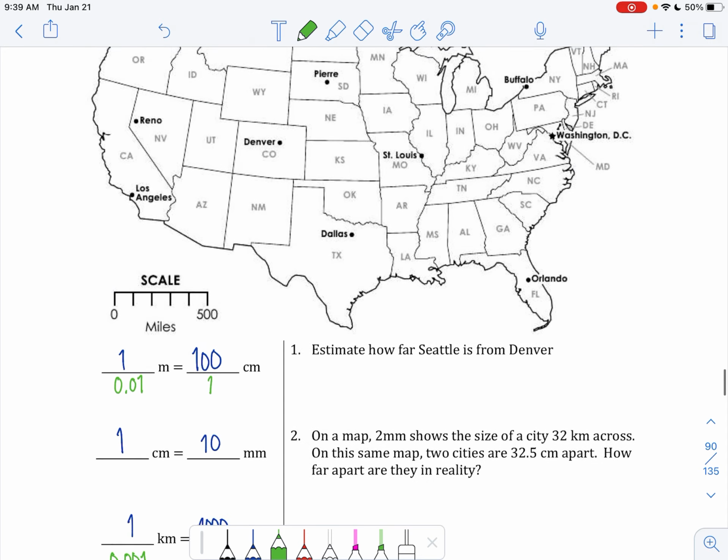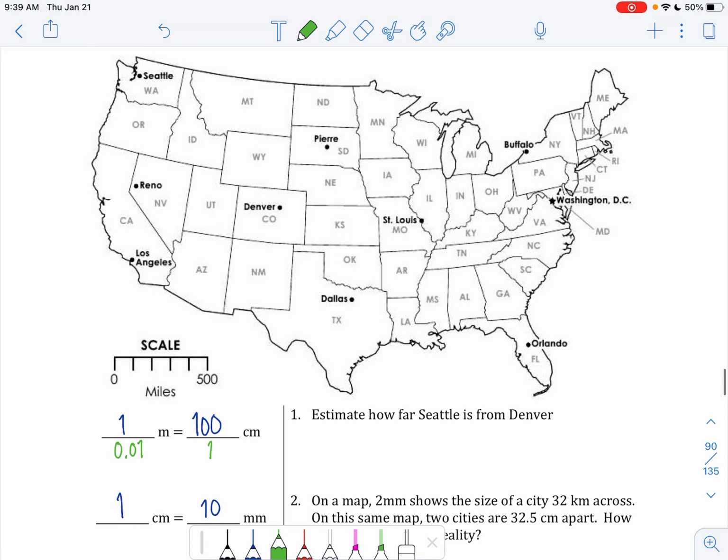Now, one thing that you'll often be asked to do with scale drawings is estimate. And I want to walk through a couple ways to do that, even if you don't have a ruler. So you're given the scale here, and it says estimate how far Seattle is from Denver. So if I don't have a ruler, which I don't on the screen, what I'm going to do instead is draw the line between Seattle and Denver to start. So here's Seattle in Washington State, down to Denver. And I'm going to draw the line there.